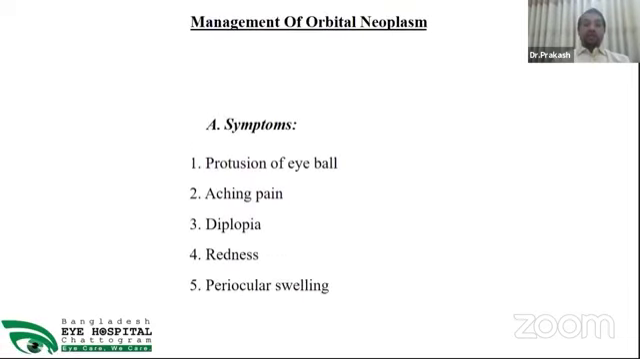And for the management of orbital tumors, first, what are the common symptoms? Protrusion of the eyeball, aching pain, diplopia, that is double vision. If binocular movement is restricted, whatever the cause, diplopia here is mainly due to a mechanical cause. It's not neurological, it's mechanical. And redness due to passive venous congestion. When there is an orbital neoplasm, there is venous stasis that causes redness and periocular swelling. All these things are mechanical.